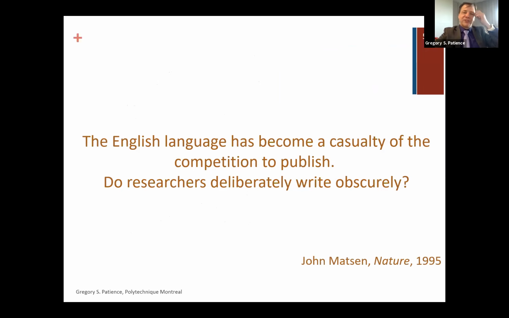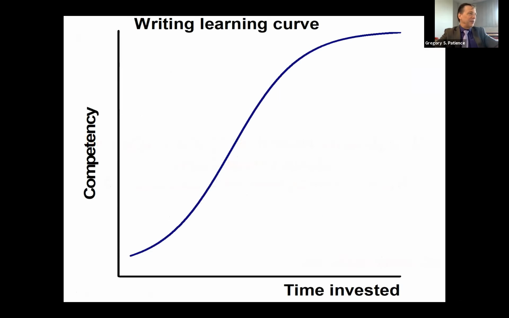So what I want to finish with is the English language has become a casualty of the competition to publish. Okay. Do researchers deliberately write obscurely? Well, they do, but maybe because they don't know. And what we propose is that writing is a learning curve. You know, this is the time invested at the bottom versus the competency.